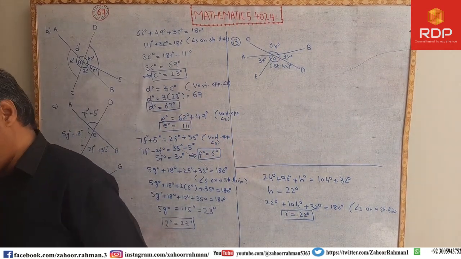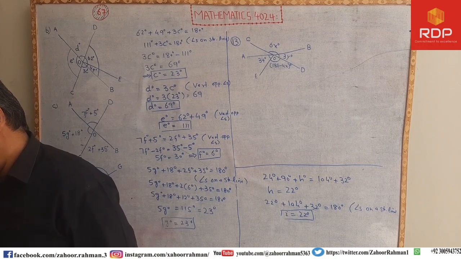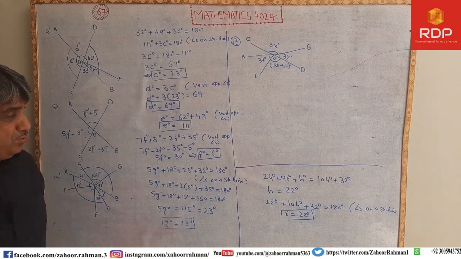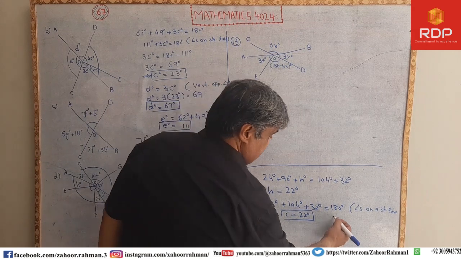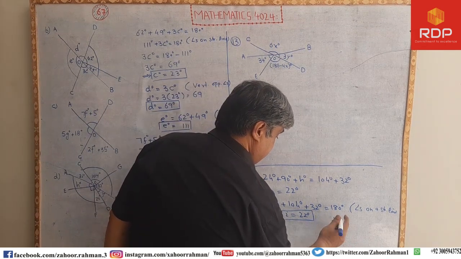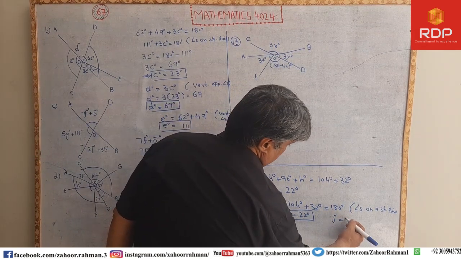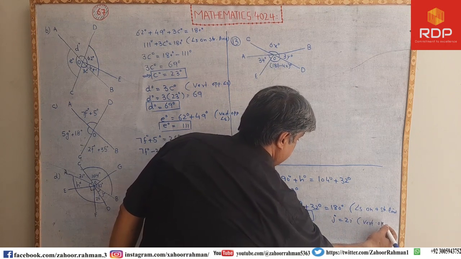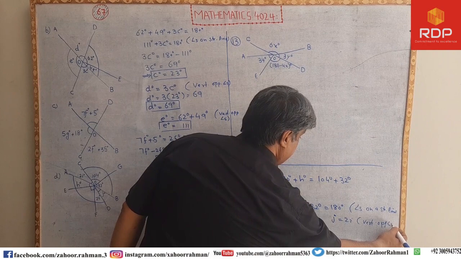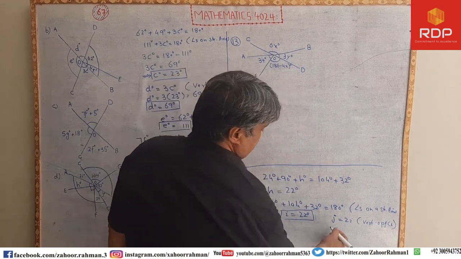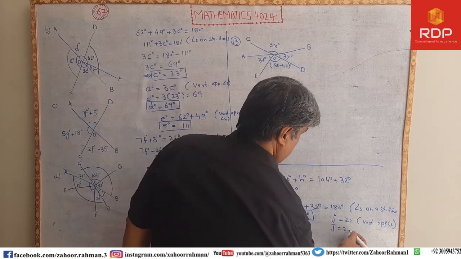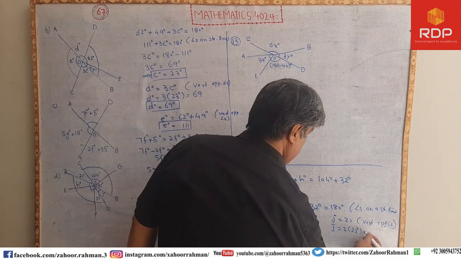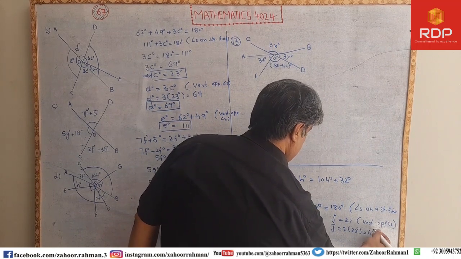Similarly, we have to find J, and J is equal to 2I, vertically opposite angles. So J is equal to 2 into 22 degrees, which is equal to 44 degrees.